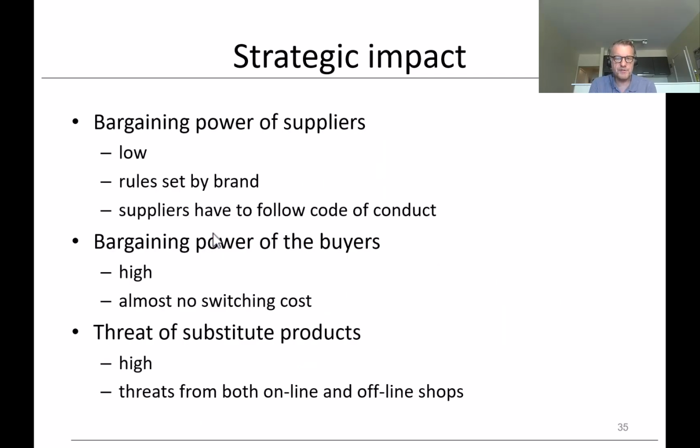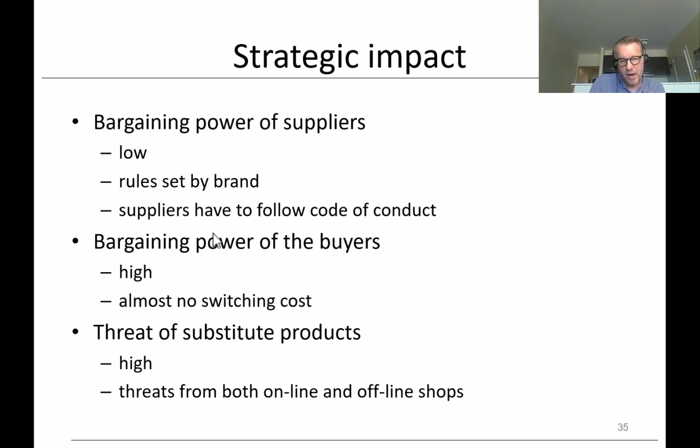The bargaining power of suppliers is typically low because it's very easy to switch from supplier in an e-business setting. The rules are often set by the brands. This is what I want from my supplier. And the supplier has to follow those rules. It has to follow that code of conduct. And once a company is no longer happy with its supplier, it will switch to another supplier. If I'm no longer happy with PayPal, then I will switch to Stripe. And it's very easy to do so, right? So there's typically, because of the internet, low bargaining power of the suppliers.